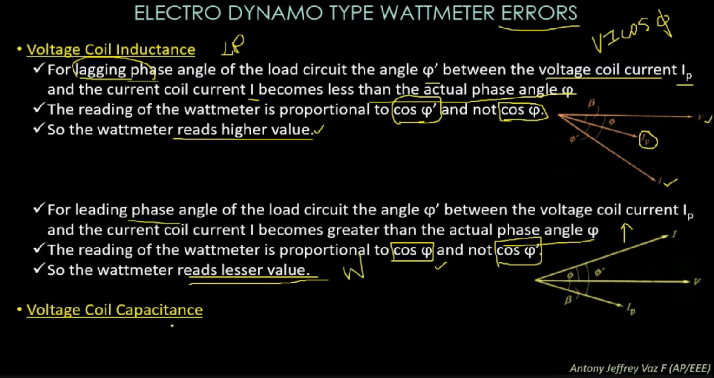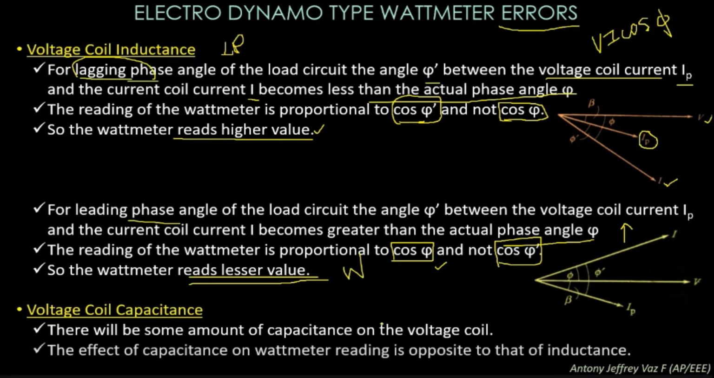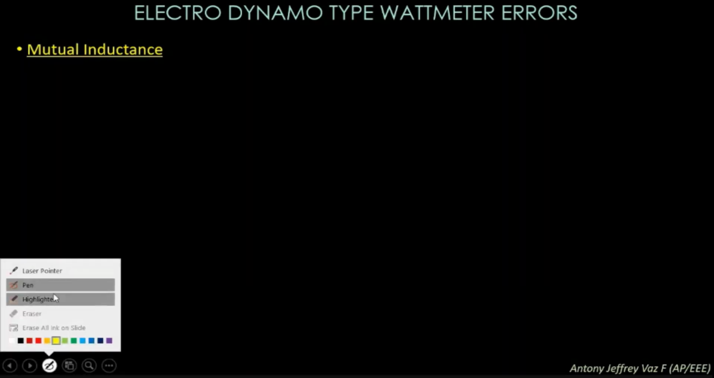Next, there is another error, which is voltage coil capacitance. There will be some amount of capacitance in the voltage coil. So this voltage coil capacitance will create some error. The effect of capacitance on wattmeter reading is opposite to that of inductance. So this effect will be completely opposite to the effect of inductance, and the wattmeter will not read the accurate value. Let's move to the next type of error.